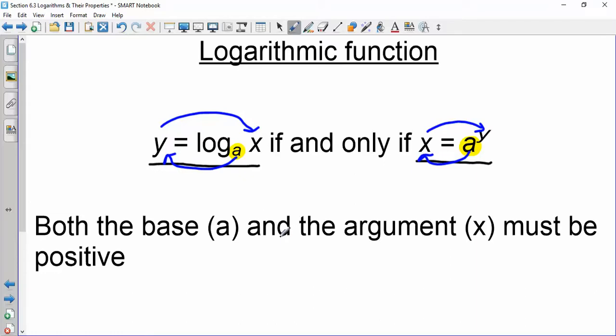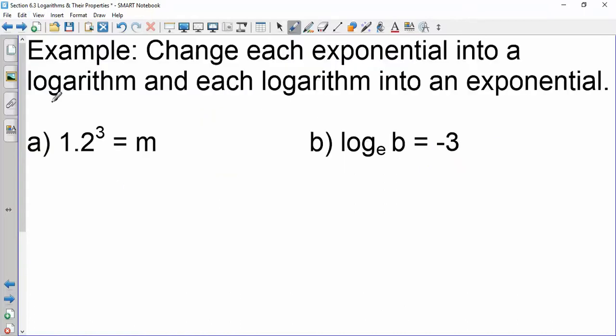Couple rules with a logarithm: the only thing that can be negative here is the y. The base of the log has to be a positive number. The argument, that x, the thing you're taking the log of, has to be positive. So first, all I want to do is use that definition to go back and forth between some notations.